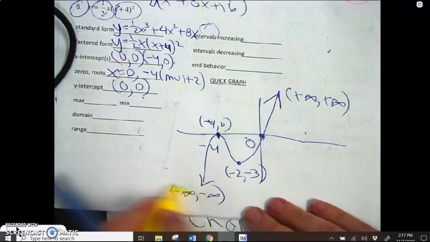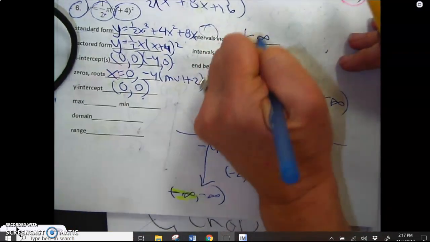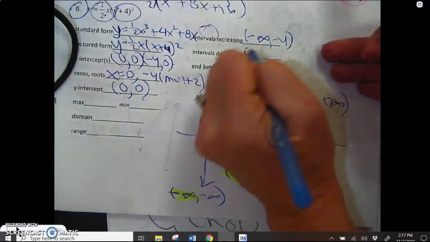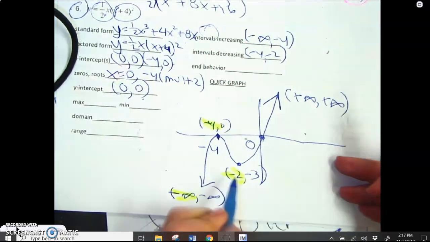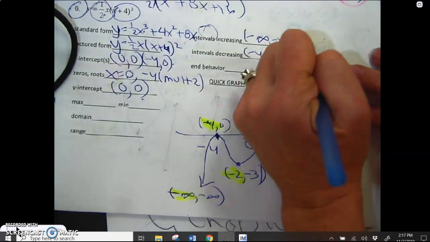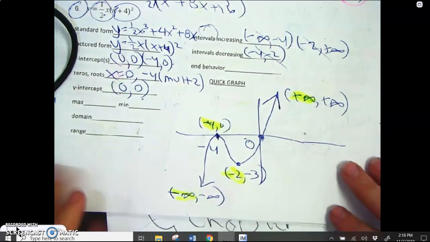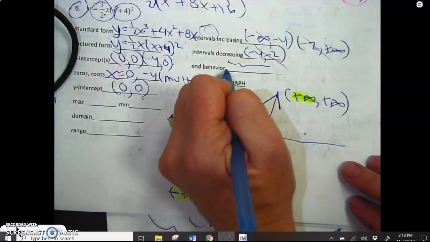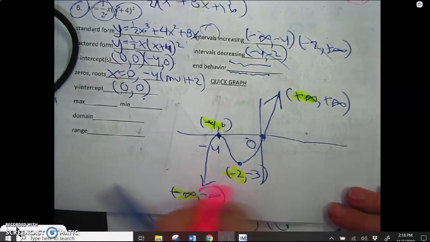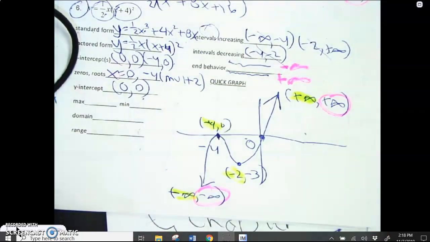I'll do the intervals now because why not? Increasing, negative infinity to -4. -4 to -2, decreasing. -2 to positive infinity, increasing. 1, 2, 3, it's cubic. End behavior: as x approaches negative infinity, f of x approaches negative infinity. As x approaches positive infinity, f of x approaches positive infinity.